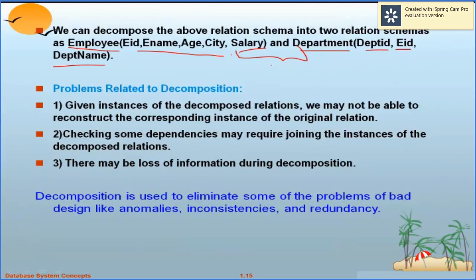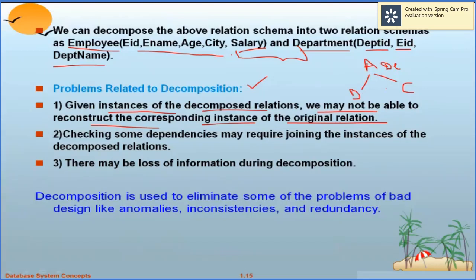So what are the problems that we face if we don't go for decomposition? The first problem is, given instances of a decomposed relation, we may not be able to reconstruct the corresponding instances of the original relation. For example, assume your main table A has been split into B and C. That means you decompose table A into two tables, that is B and C.